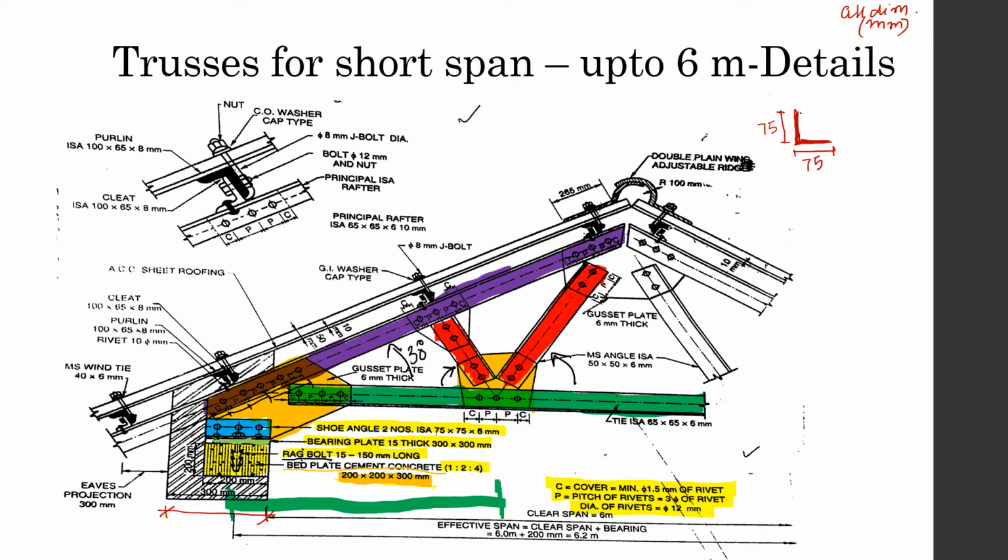Now at the apex point, there is another gusset plate which has been fixed, and the gusset plate again is used to connect all the members that are there in the truss. So these intermediate members, this member, and the two principal rafters are all connected with the gusset plate which is given here, and all the gusset plates are 6 mm thick, and there is a distance of 200 mm which has to be developed. So we shall talk about that more.